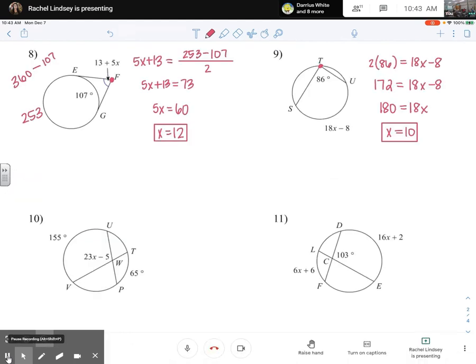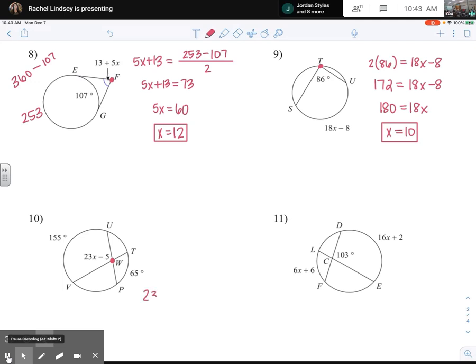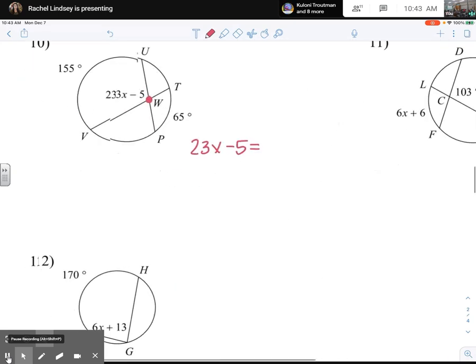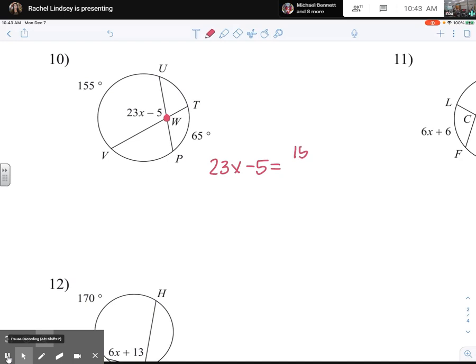Vertex, where's it at? It's inside. Is it at the center though? No, so it's just a vertex inside. So that means the angle, which is 23x minus 2, equals arc plus arc divided by 2. So 155 plus 65 divided by 2.